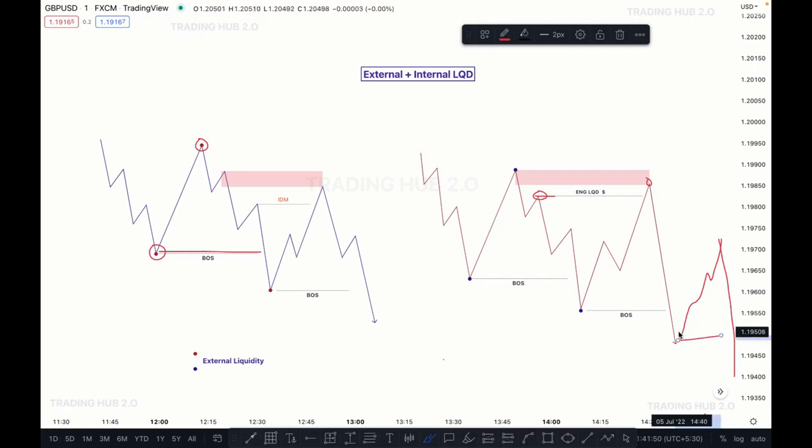So this external liquidity works as fuel for the market to go higher, and the internal liquidity is here. After taking out the internal liquidity, the main move happens here as an impulsive move, after taking out the engineering liquidity, after taking out the inducement. So this is very important, you have to understand. Let me show you on the chart how we can read it and how we can trade it.